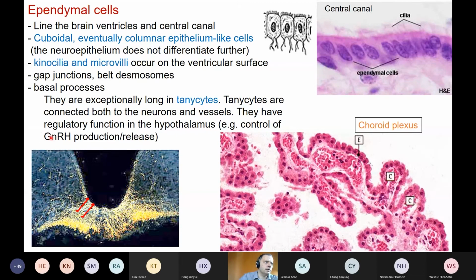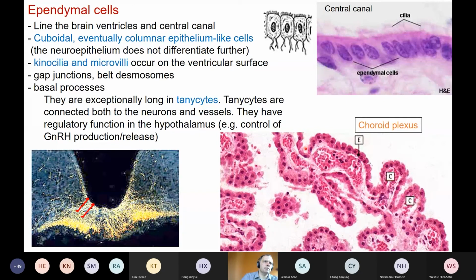I indicated here the GnRH. This is a hormone, you might be familiar with this, that controls the gonadal functions. And tanycytes have an impact on the GnRH release from the hypothalamus, but one could give several other examples about this GnRH. You will hear a lot later when we talk about the endocrine systems.